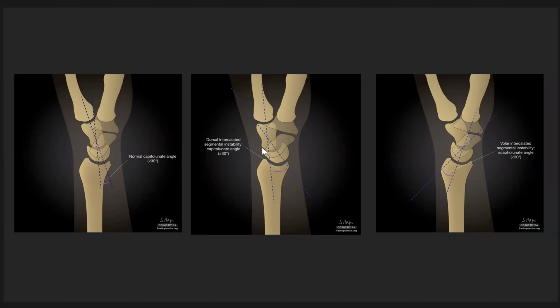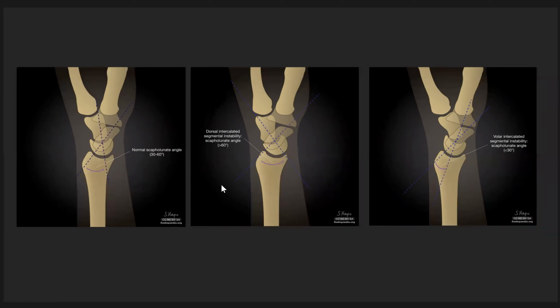In DISI, the capitolunate angle is more than 30. And the scapholunate angle, which is between 30 and 60 in a normal patient, in DISI is more than 60, and in some books or some literature it is given as more than 70.